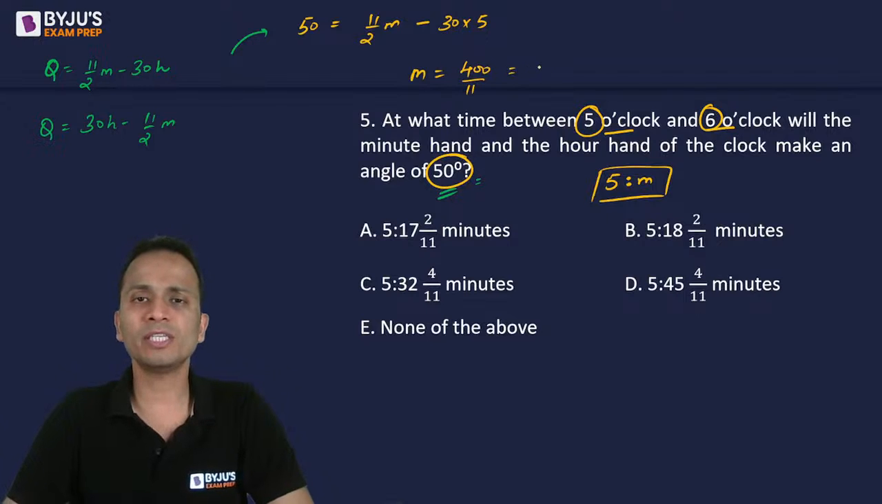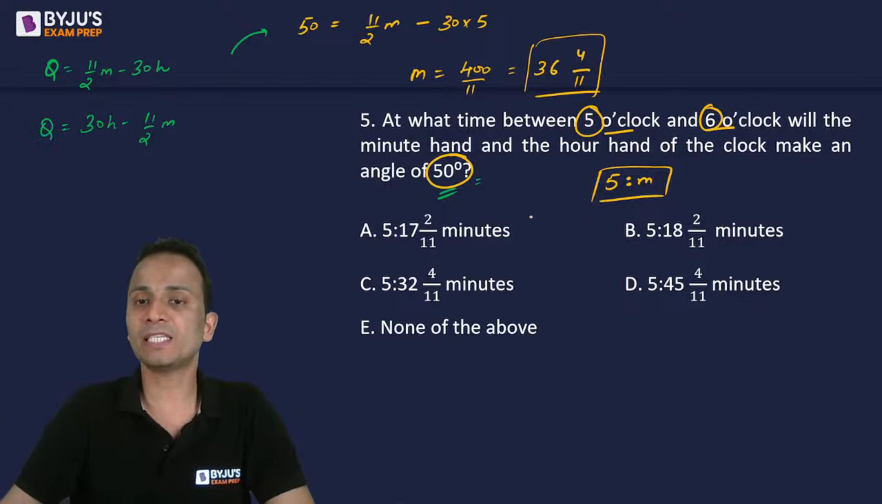So let's convert this into a mixed fraction. 400 upon 11 is 36 and 4 by 11, which will be one of the answers. Now, is it among the options? 36 and 4 by 11 minutes past 5 o'clock. So it is not among the options.